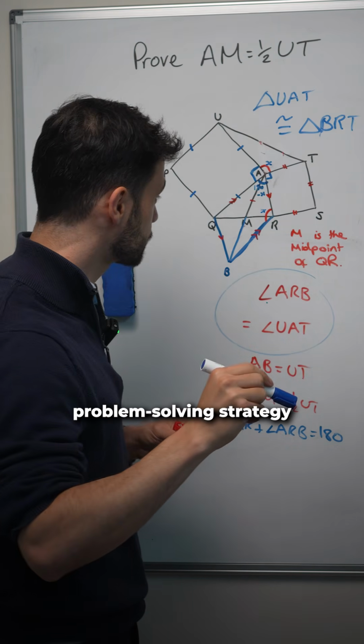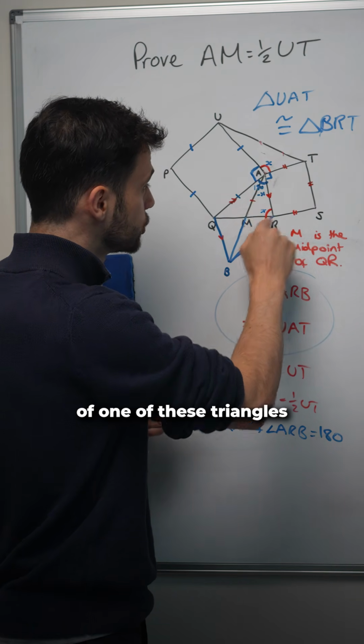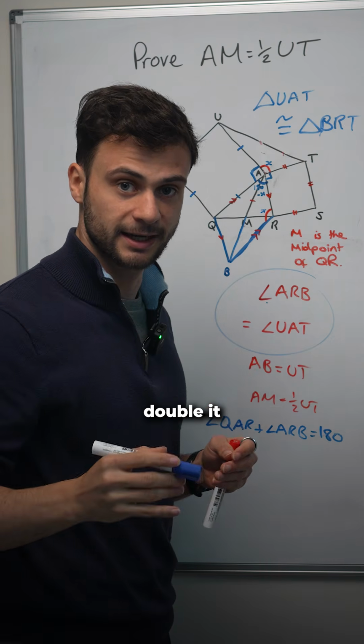And the general problem solving strategy here that is useful is that if ever you have a line from the midpoint of one of the sides of a triangle to the opposite vertex, double it to make a parallelogram.